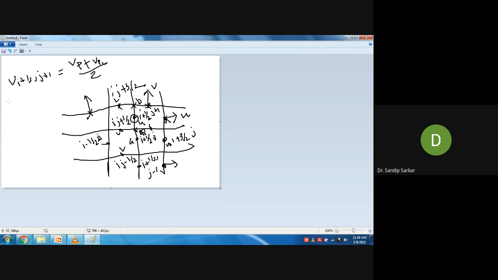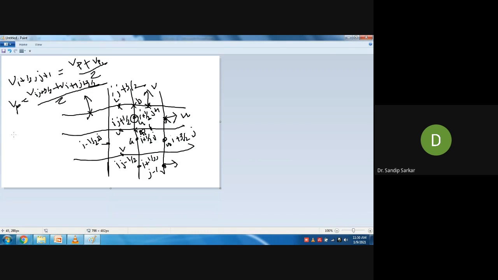That is, vp equal to v i j plus 3 by 2, plus v i plus 1 j plus 3 by 2, by 2. What is this point? I plus 1, j plus 3 by 2. Very good. Clear?